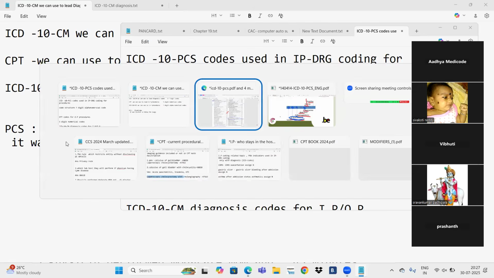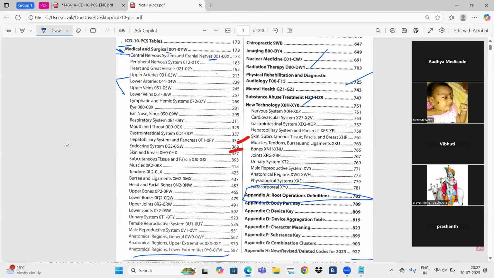Now, lymphatic and hemic, like lymph and heme. Heme means blood related. Next, eye related, ear, nose, sinus, respiratory system, mouth and throat, gastrointestinal. See here, there is no digestive system. The digestive body parts come under the gastrointestinal system. Remember, there is no separate digestive system.